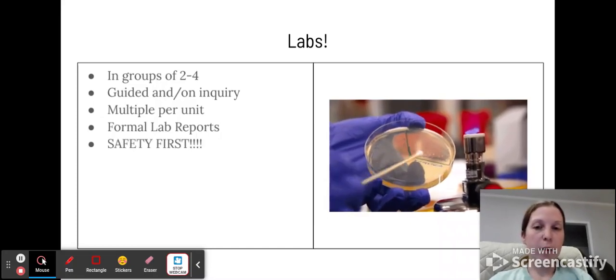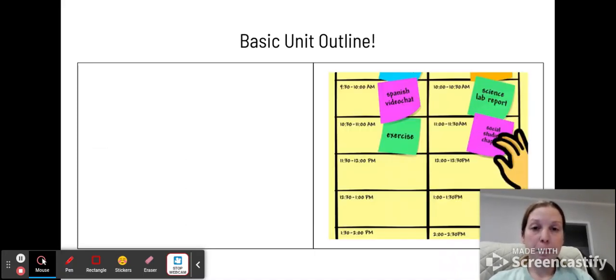And always remember safety first. Please make sure you dress appropriately. You follow all of the lab rules. If you don't, I will easily take these labs away.